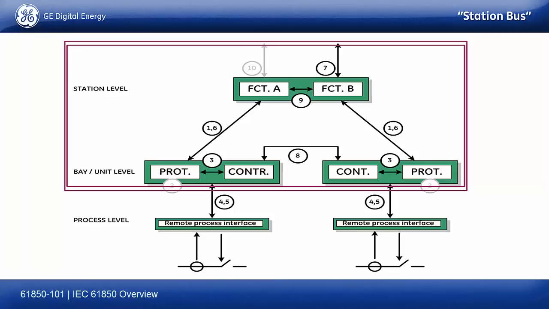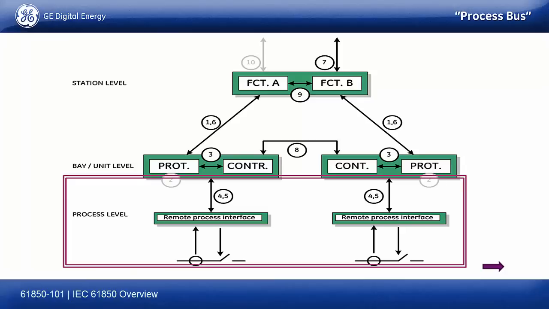So station bus normally defines all the communications at the bay level: between devices at the bay level, between bays, and between the station level equipment, the gateways, automation controllers, and stuff like that. That's commonly defined as station bus and the communications at that level, right? Process bus is the interfaces 4 and 5 between bay level devices and the primary process level.